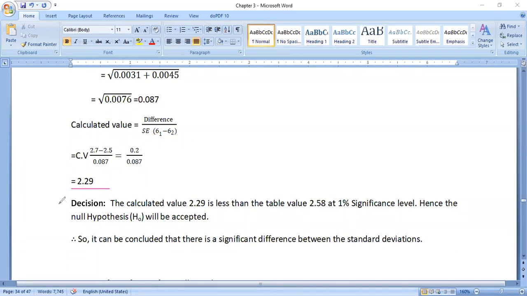So step number 5 here is the decision. The calculated value 2.29 is less than the table value 2.58 at the 1% significance level. Hence the null hypothesis H0 will be accepted. In this way we have to write. So it can be concluded that there is no significant difference between the standard deviations. Okay, this is about the standard deviation problem.